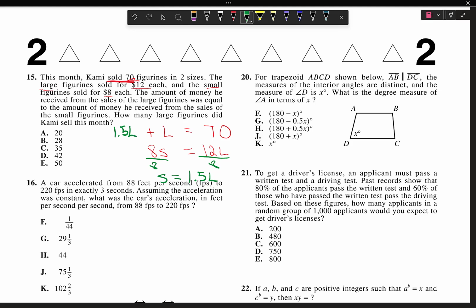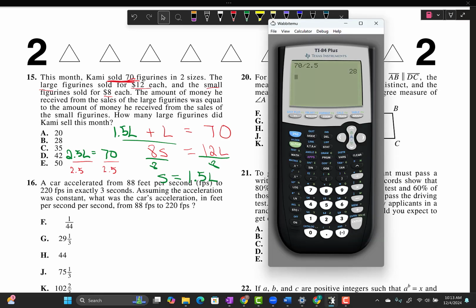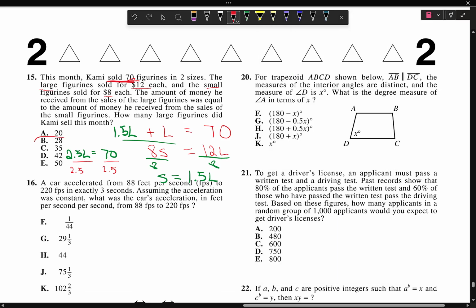Let's add this together. So 1.5 L plus L is 2.5 L equals 70. And then divide both sides by 2.5. And we get 28. Because remember, that's what we wanted. We wanted how many large figurines, and we solved for L.